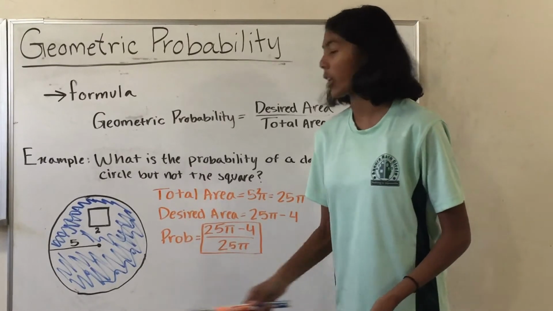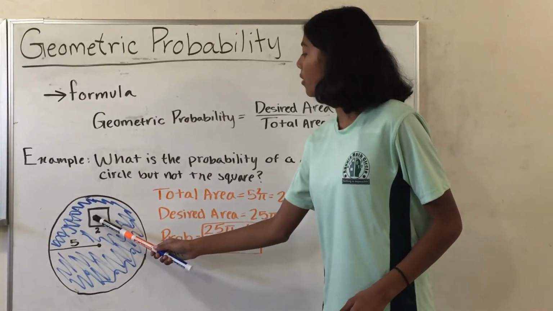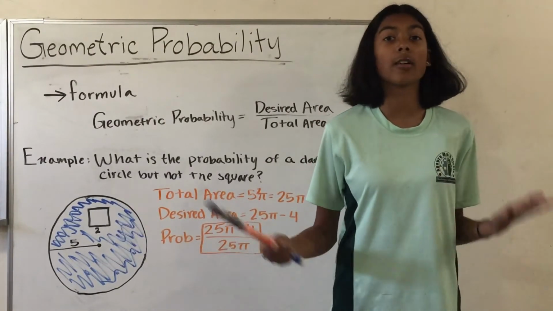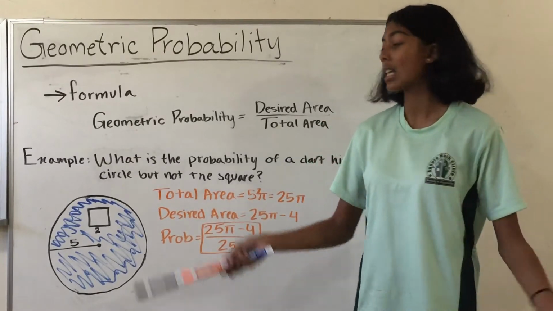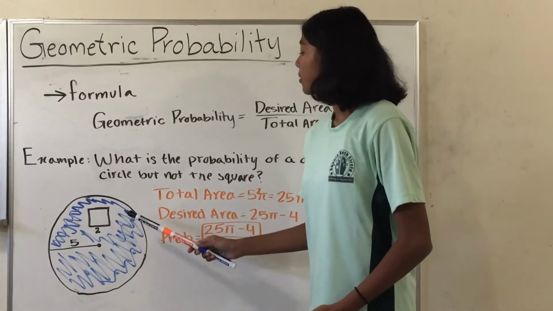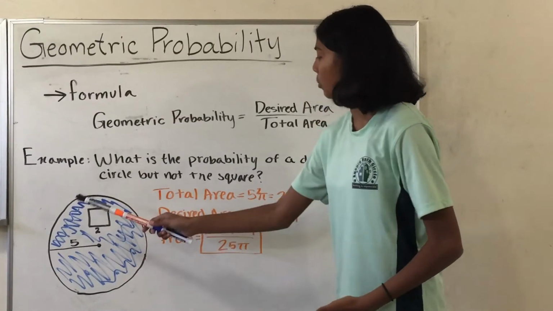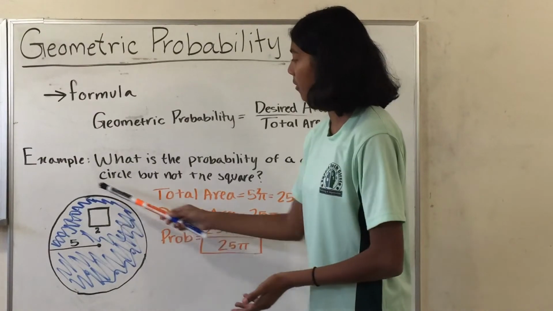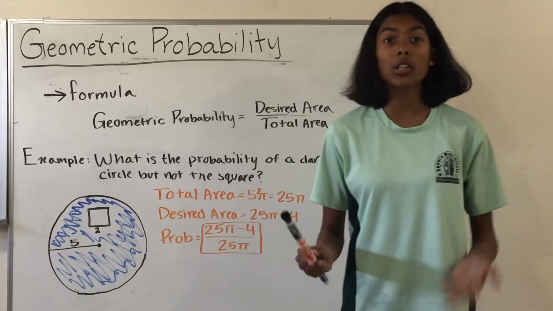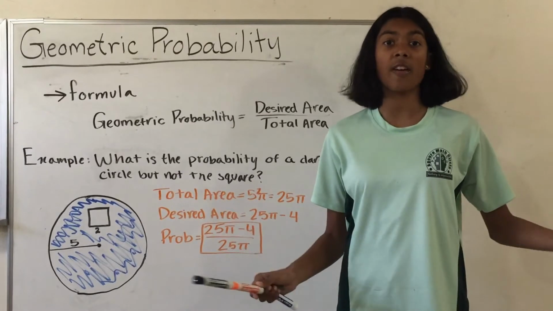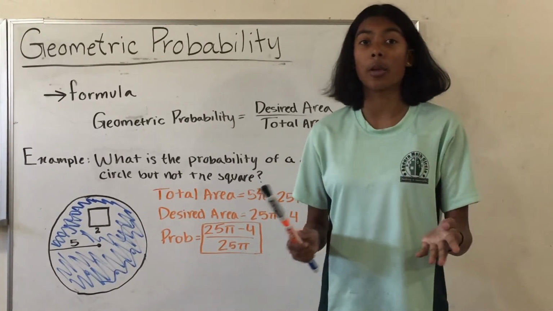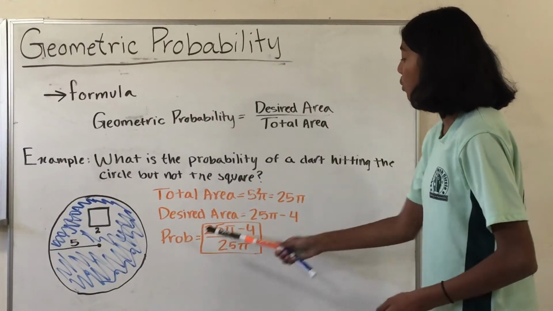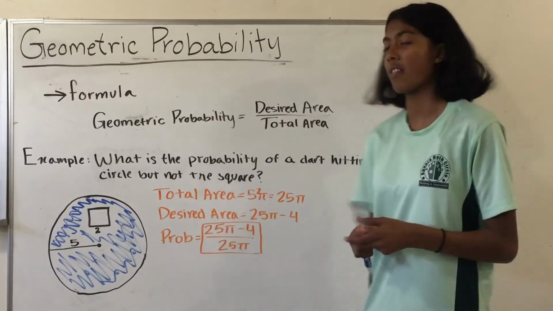Now we want our desired area. The area of this square right here is going to be 4, because our side length is 2, and to find the area of a square, we have to square our side length. 2 squared is 4. And our desired area is all of this blue, meaning we want to find what the area of the blue region is. So we're going to take our entire circle, 25 pi, and subtract 4 from it, which is the area of the square. So our probability is going to be 25 pi minus 4 over 25 pi.